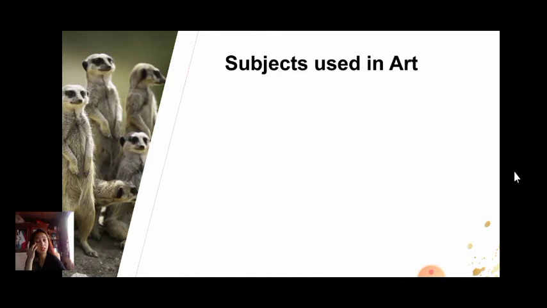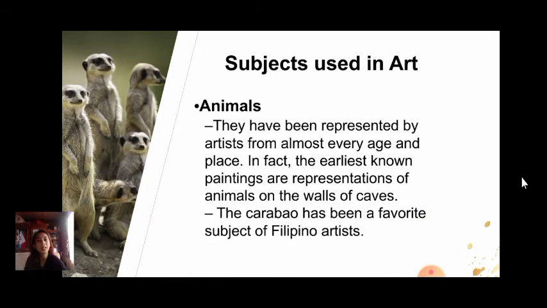The next one subject is animals. So, as what I've said earlier, animals is also a subject used in art. Maghimo tag iro. So, animals, they have been represented by artists from almost every age and place. In fact, the earliest known paintings are representation of animals in the walls of caves.